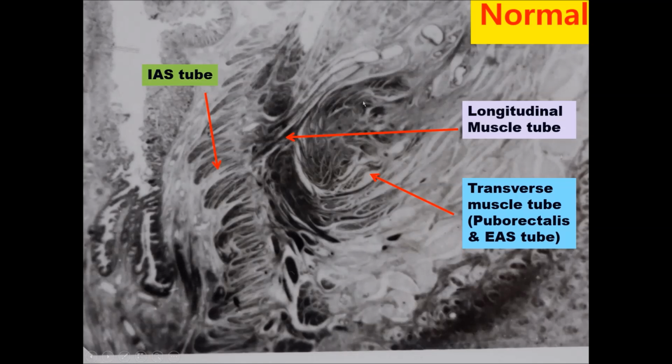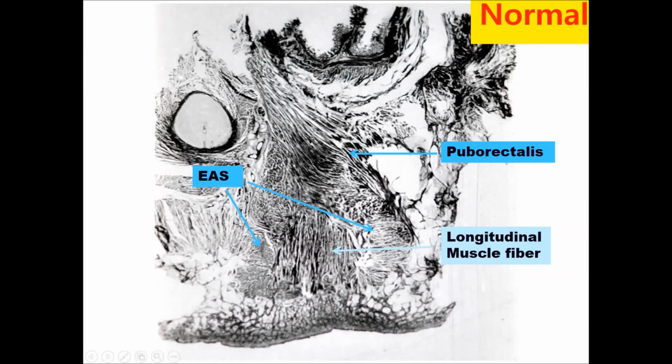This is the puborectalis, and this is the external anal sphincter. You can see it is clearly demonstrated. There are three muscular tubes in the anal region. This slide is 3 millimeters away from the midline. You can see this is the pubis, and this is the puborectalis muscle. These are the longitudinal muscle fibers ended at the perianal skin.